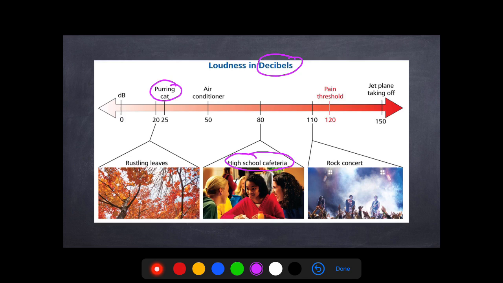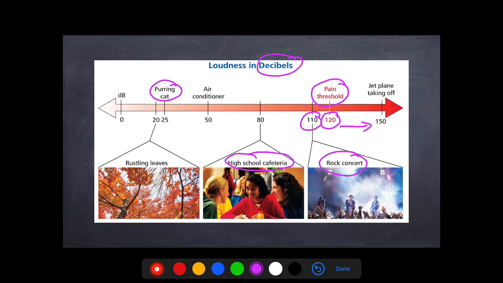In the middle, you have maybe a high school cafeteria, just a bunch of jumbled voices. And then around 110, you have a rock concert, which is pretty loud. Very close to that at 120 is pretty much your pain threshold. Anything between 120 and 150 is super painful for your ears. And 150 is like you're right close to a jet plane that has its motors running and is ready to take off. It can be pretty painful.